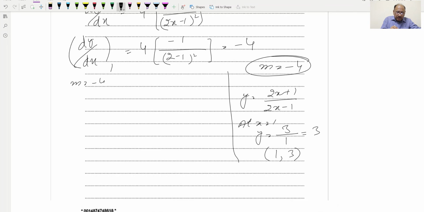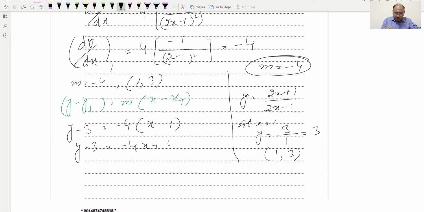M is equal to minus 4 and the point is (1, 3), and we will write the equation. That is y minus y1 is equal to m into x minus x1. So y minus 3 is equal to m, which is minus 4, times x minus x1, which is 1. So y minus 3 is equal to minus 4x plus 4, and minus 3 we can shift to the other side, so y is equal to minus 4x plus 7, and this will be our equation.